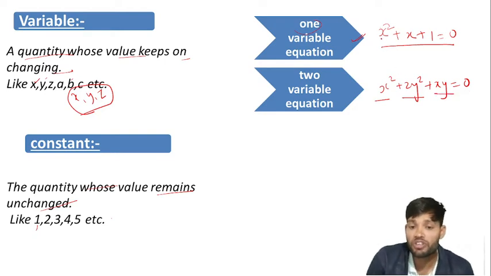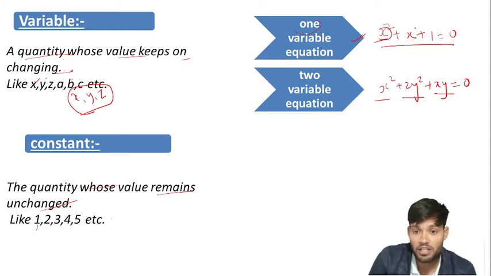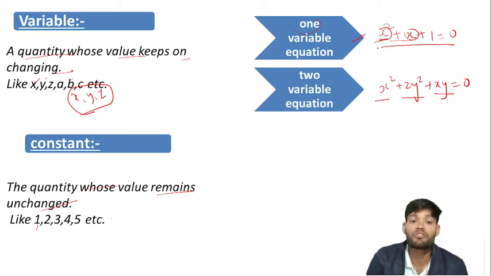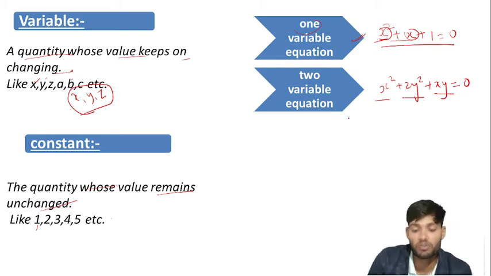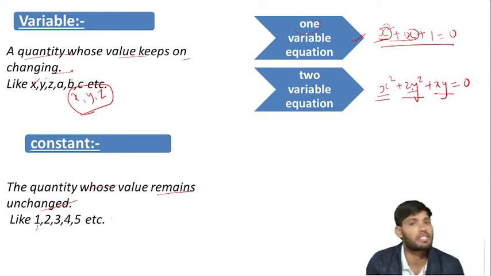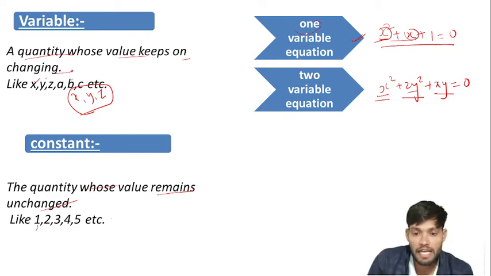Here only one variable, x, can be seen in the first equation. So this is an equation with one variable, and we can call it a one variable equation. A two variable equation means x and y, there are two variables in this equation. The first one is x and the second one is y. So it is an equation with two variables.